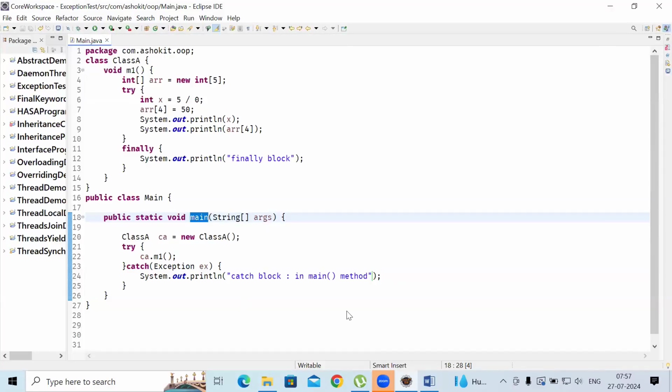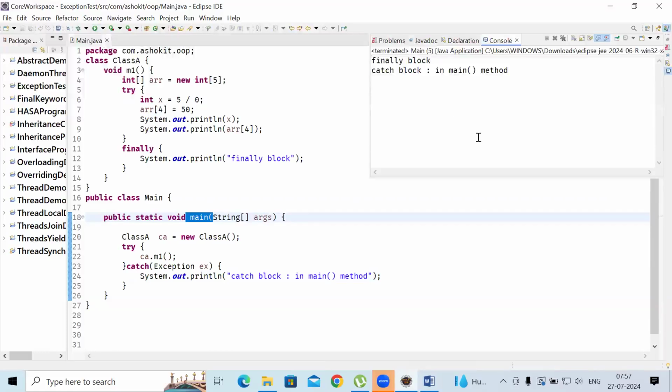Then tell me what message is printed now if I run this program. Catch block in main method, but you don't get a stack trace of the exception, because it is not propagated to the JVM. Here the main method is not propagating the exception to the JVM. Am I clear? Let's run the program, guys.